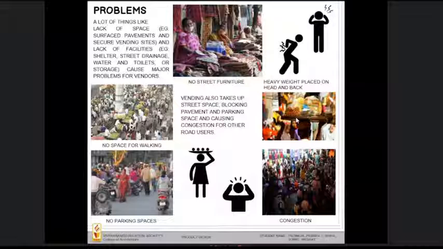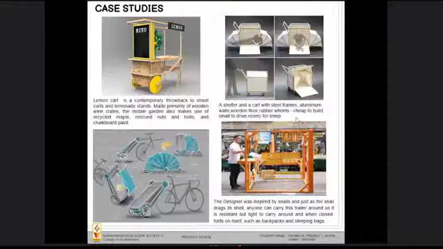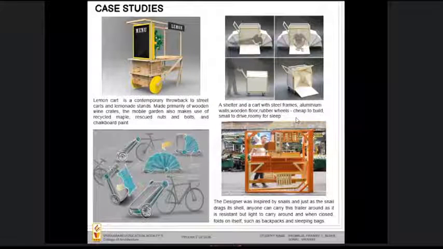So the problems that people face are that the payments are usually not good. There's a drainage problem. Also, it causes traffic and congestion. There are no parking spaces or no space for walking. Hawkers also, as they carry things, get neck pain, head pain, back pain. Next slide. So these are some of the issues which we worked upon.